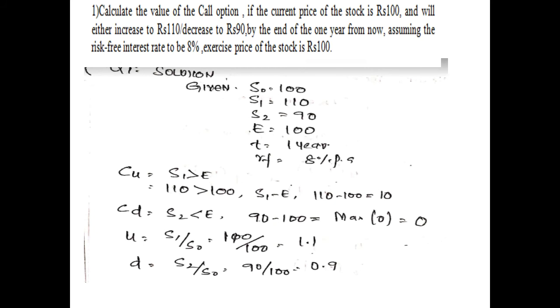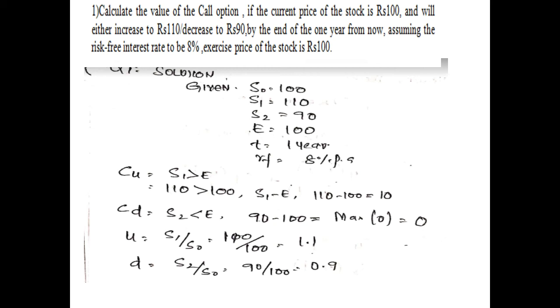The first question says: calculate the value of a call option if the current price of the stock is 100 and will either increase to 110, that is S1, or decrease to 90, that is S2, at the end of 1 year, that is time is 1 year, assuming that the risk-free rate of interest is 8%, that is RF is 8%, and the exercise price, capital E, is 100.